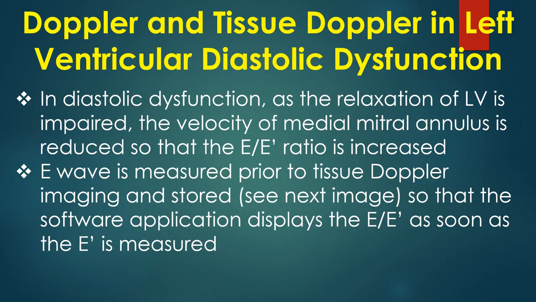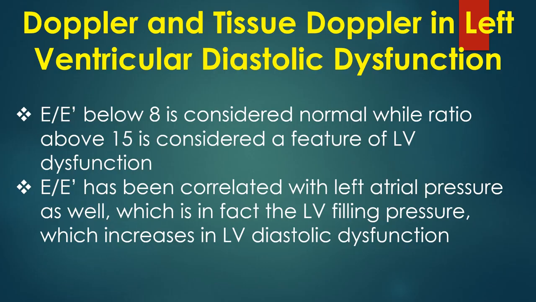E wave is measured prior to tissue Doppler imaging and stored so that the software application displays the E by E prime as soon as the E prime is measured. E by E prime below 8 is considered normal, while ratio above 15 is considered a feature of left ventricular diastolic dysfunction. E by E prime has been correlated with left atrial pressure as well, which is in fact the LV filling pressure, which increases in LV diastolic dysfunction.